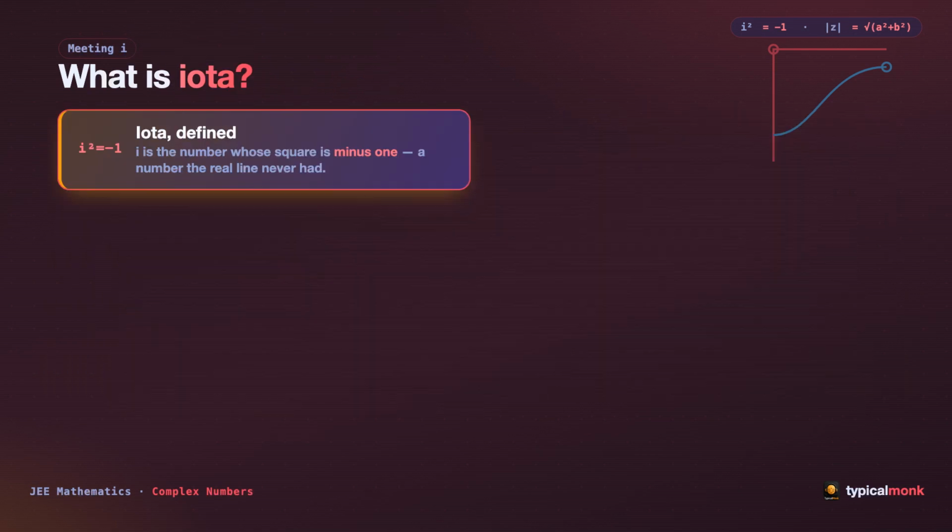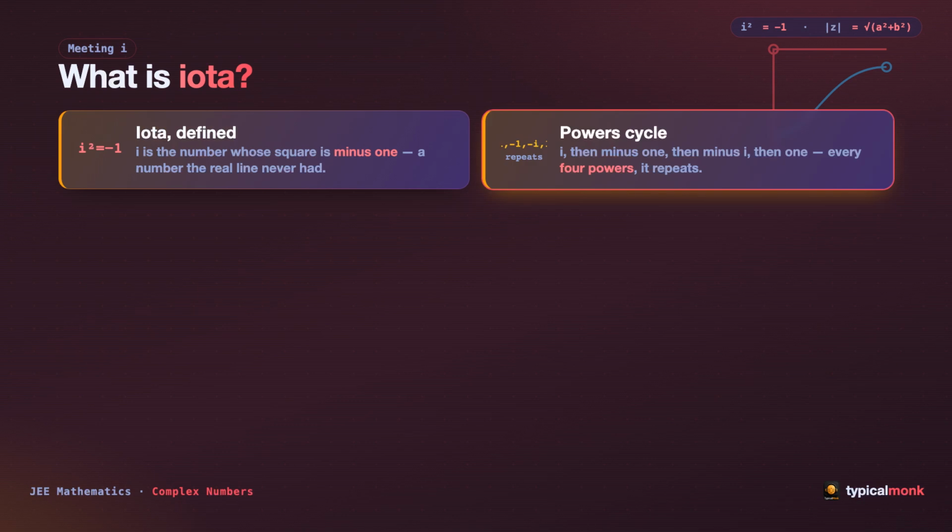Let us start with the raw material. Iota, written as i, is defined as the number whose square equals -1. The real number line has no such number. Every real number squared is positive or 0. So mathematicians simply invented one and gave it a plane to live on. Now watch what happens as we raise i to higher powers. i to the power 1 is i. i to the power 2 is -1 by definition. i to the power 3 is -i. i to the power 4 is 1. And then, David noticed, the whole pattern repeats. i to the power 5 is back to i again. Every 4 powers, the cycle resets.